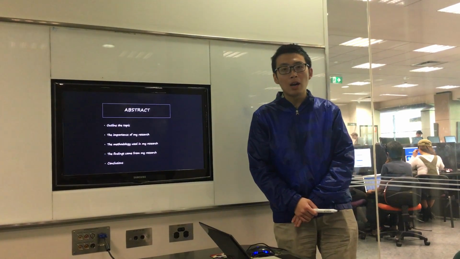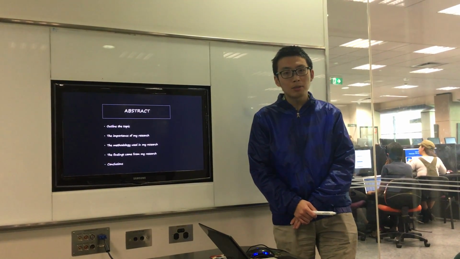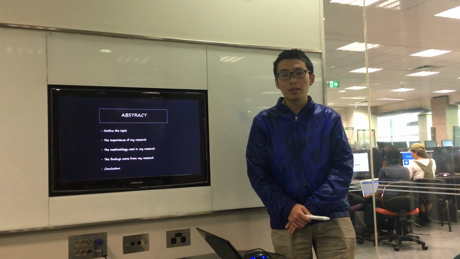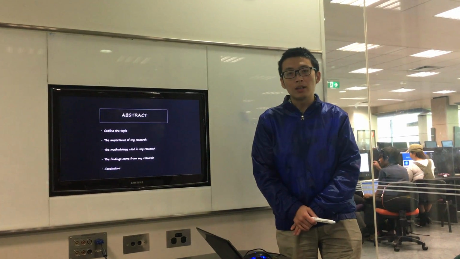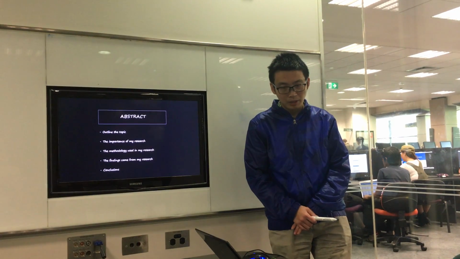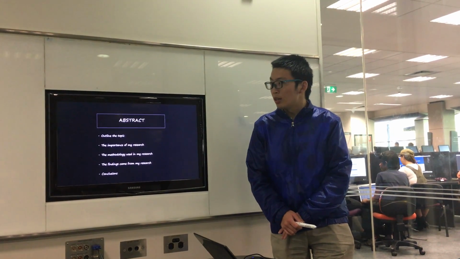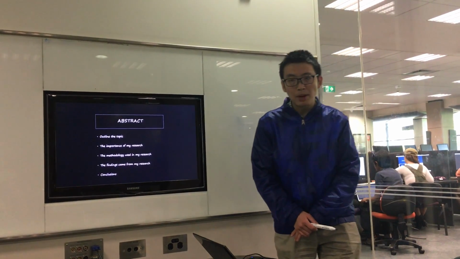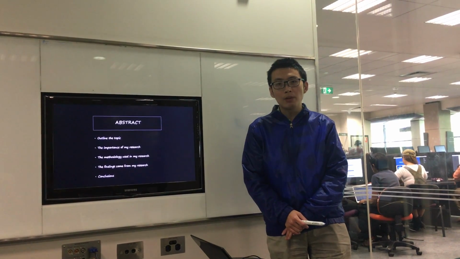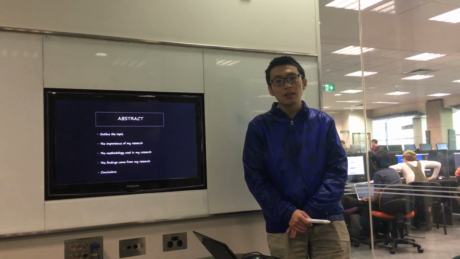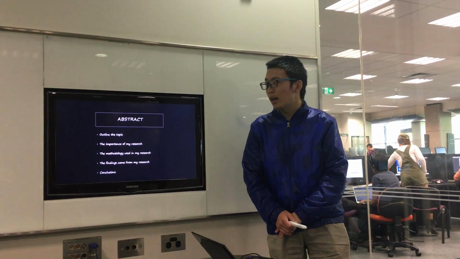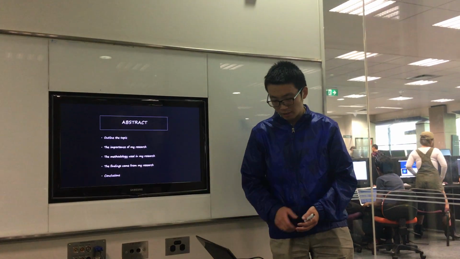First of all, I will introduce the abstract. It can be broken into 5 categories. The first one is outline the topic. The second one is the importance of the research. Then the method used in my research. And the key findings came from my research. And the last one, conclusions.